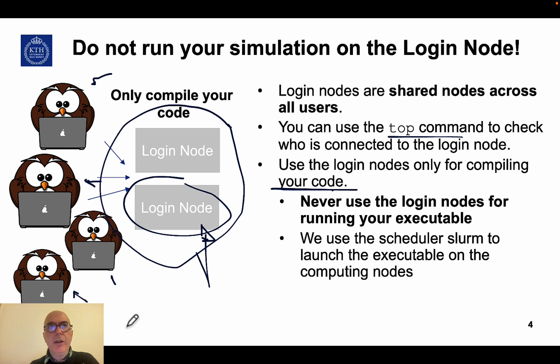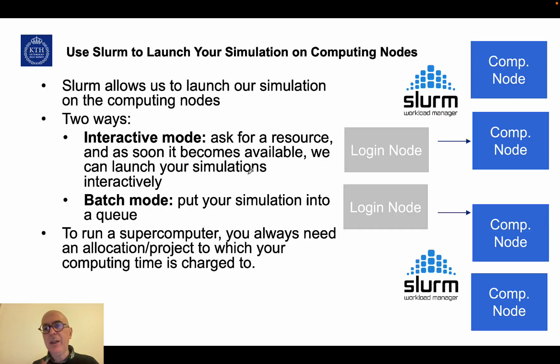In addition, if you try to get performance results for your assignment, you will get performance results about your login node and not the supercomputer itself. Never ever use the login nodes for running your executable, just for compiling. So how do we run a simulation on the supercomputer? We need to use Slurm, a workload manager, a scheduler. Slurm allows us to launch our simulation on the computing nodes, on the supercomputer, the blue boxes.